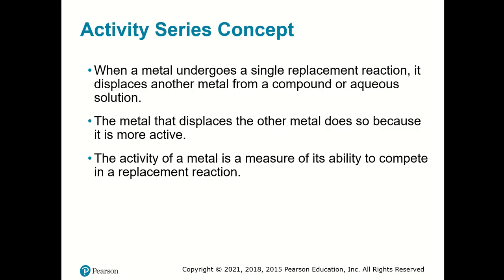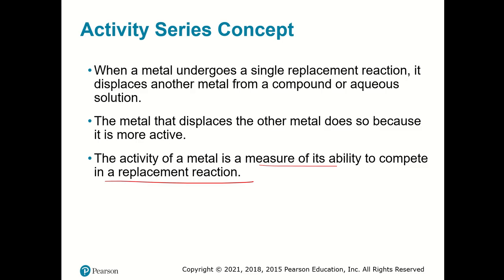So when a metal undergoes a single replacement reaction, it displaces another metal from a compound or aqueous solution. But the metal that displaces the other metal does so because it is more active than the other one. The activity of a metal is a measure of its ability to compete in a replacement reaction. It's like in the prom, if you are dancing with some girl, or with some man, and someone comes and takes your pair and replaces your pair, it shows that the other one is more active or stronger than the other one, right? It's the same here.